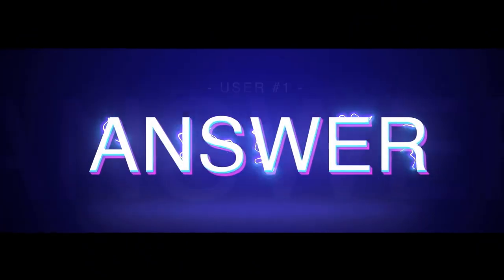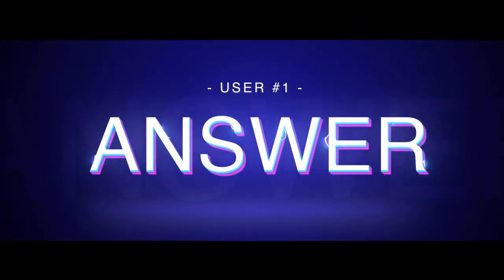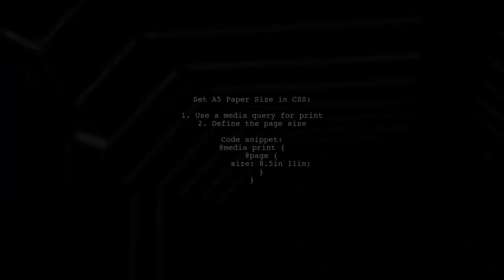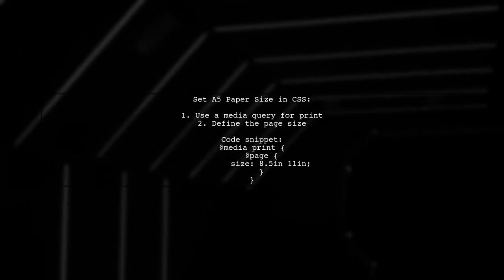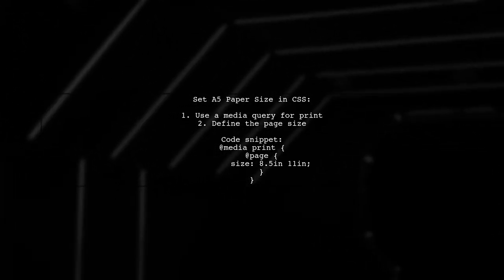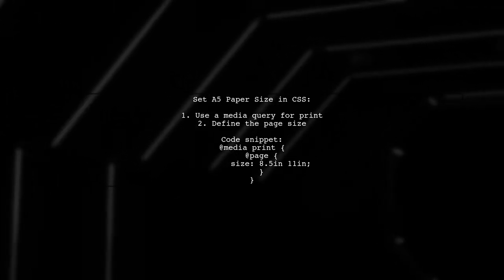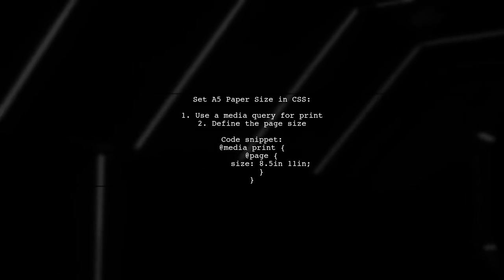Let's now look at a user-suggested answer. To set the A5 paper size in Chrome's print settings, you can use a media query in your CSS. This allows you to specify the page size for printing.